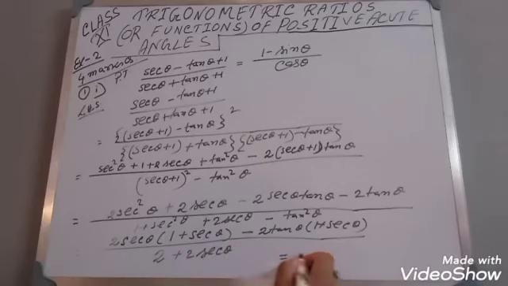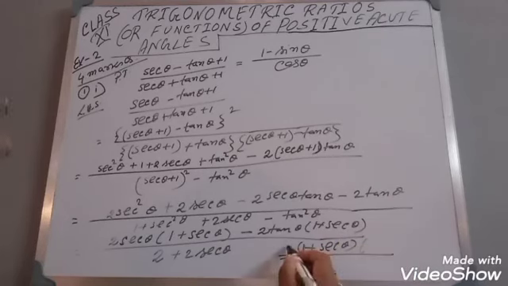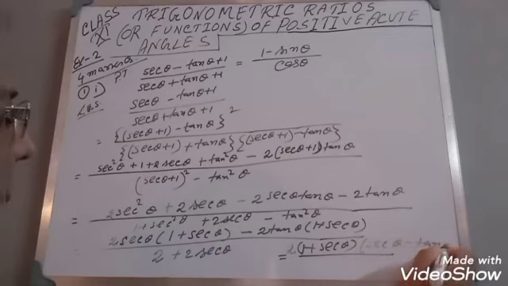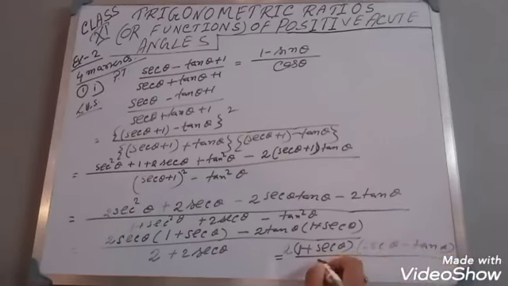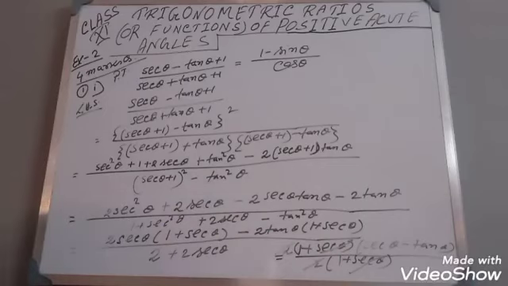Got it? Now take 1 plus sec theta as a common factor. And this is coming 2 sec theta minus 2 tan theta, so take 2 common here. So it is coming sec theta minus tan theta, whole divided by, taking 2 common, again 1 plus sec theta. This 1 plus sec theta common factor will be cancelled, 2 will be cancelled. So it is coming sec theta minus tan theta.